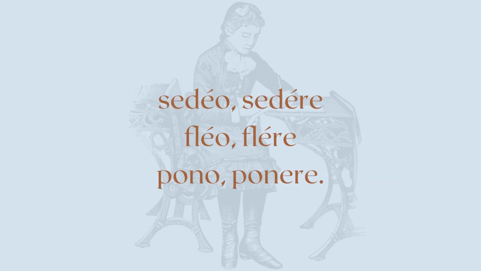There's another way to distinguish between second and third conjugation verbs, and that is to look at the first person singular. The second conjugation will show the letter E before the ending, such as sedeo or fleo. But a third conjugation verb won't. It simply has o, such as pono, from ponere.